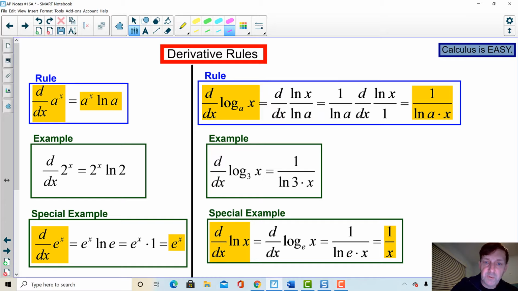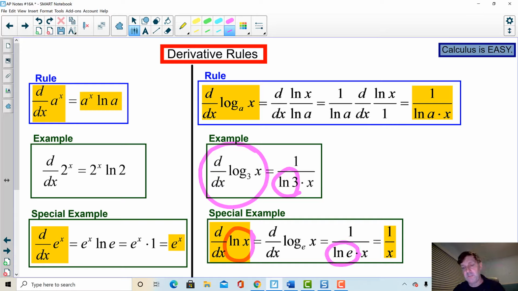Let's look at an example. The derivative of log base 3 of x is going to be 1 over x, but then you get this ln of 3 in the bottom because it was log base 3. If you use the same rule for ln of x, that's log base e of x, so you're going to end up with an extra log base e in the bottom. But that's just a 1, so it cancels. So that means the derivative for ln of x is just 1 over x.